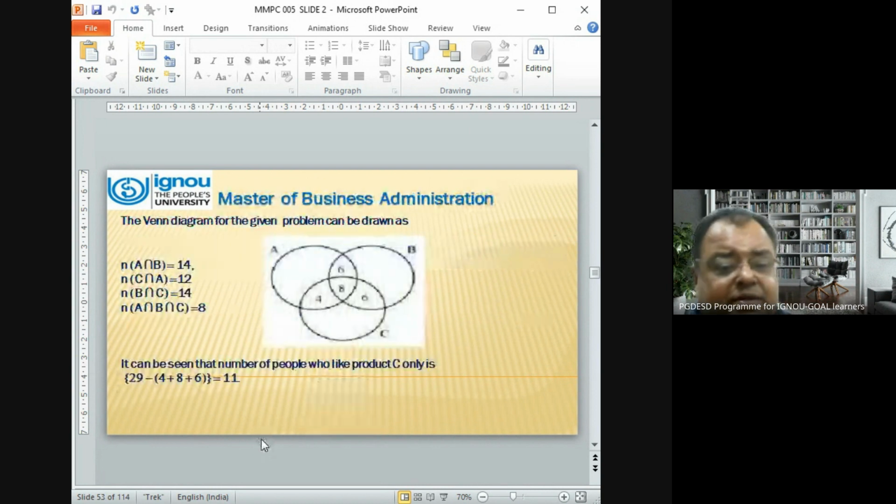Now we will be drawing the Venn diagram. There are three parts A, B, and C. You can see that they have been merged. Why have they been merged? Because there is an intersection of A and B, an intersection of A and C, an intersection of B and C, and at the center there is the intersection of A, B, and C. All are there.